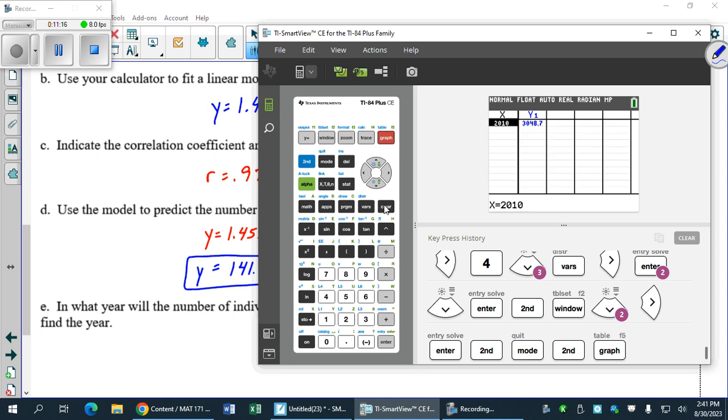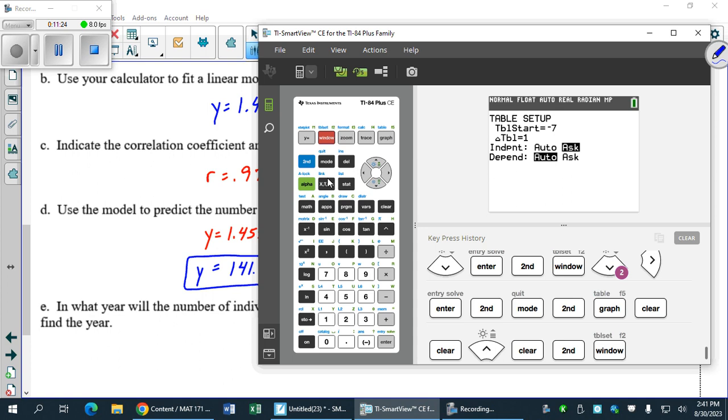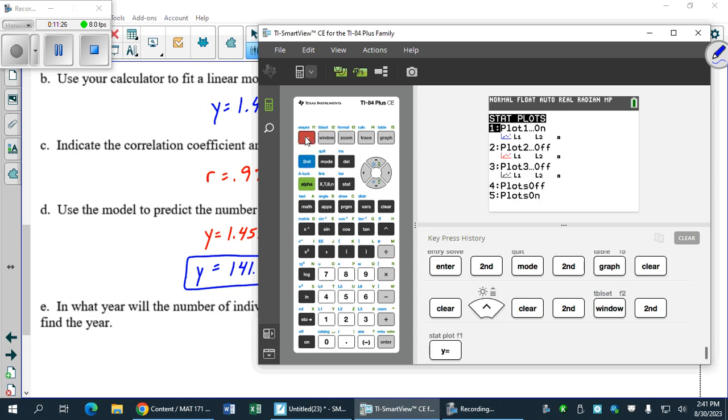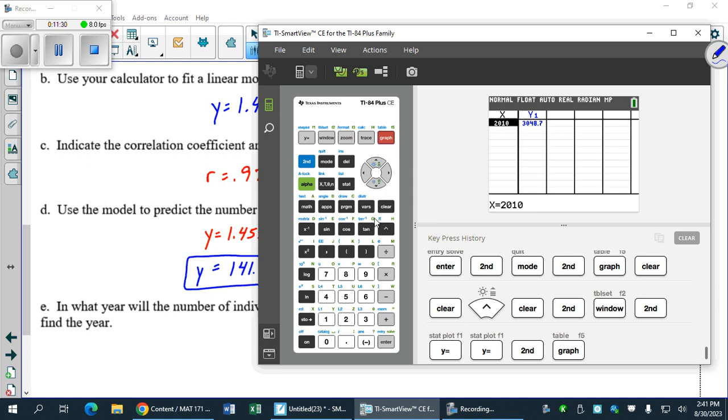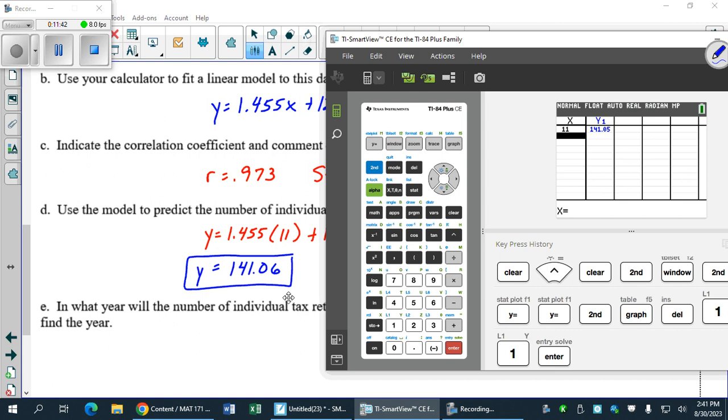I already have a data point in there, so I'm just going to hit clear. Second graph, so my table. Oh, I need to hit delete. I was hitting clear, I'm sorry. I need to hit delete. Type in 11. There we go. And so by hand, we got 141.06.